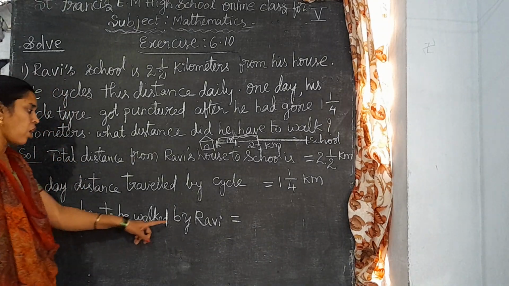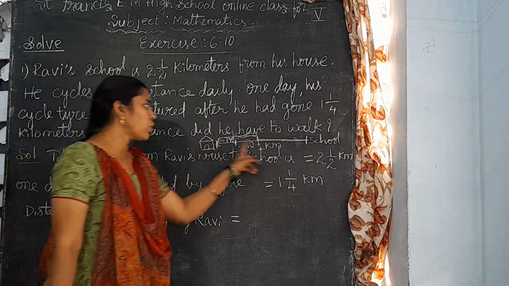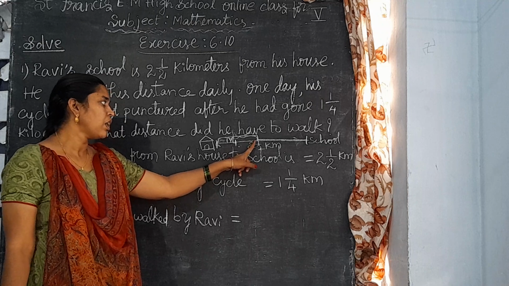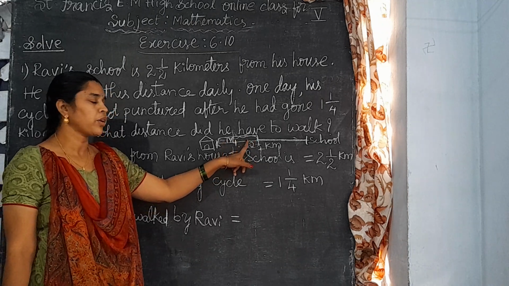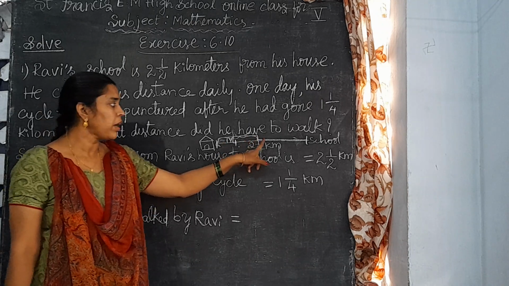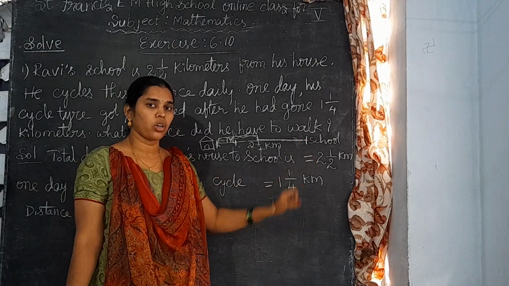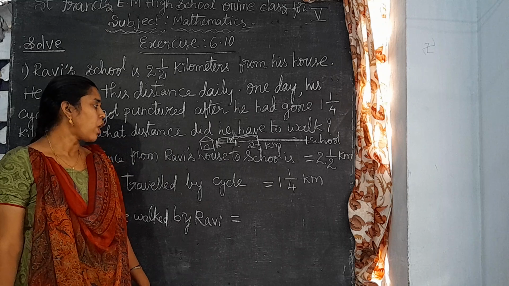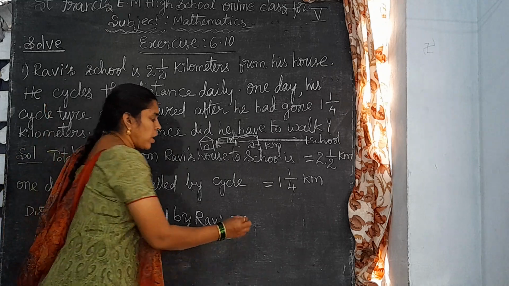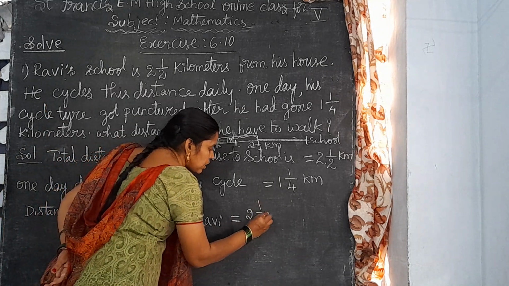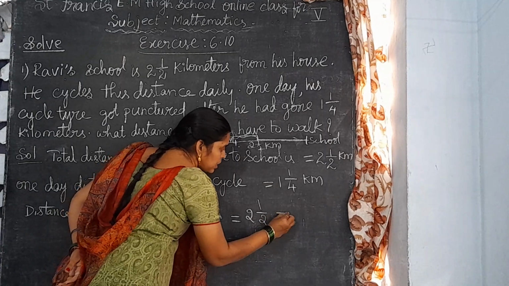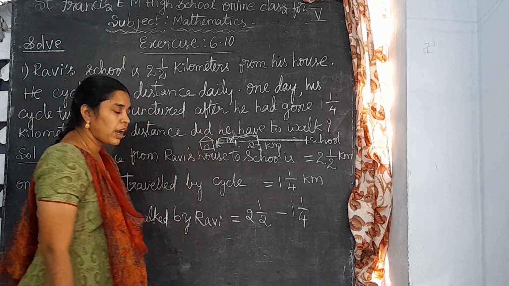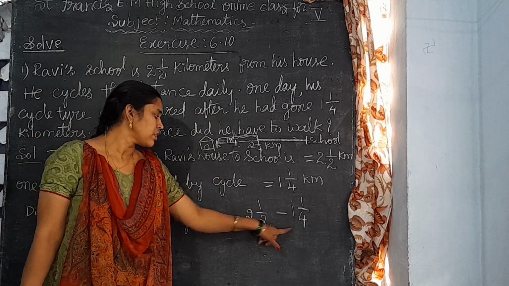Distance to be walked by Ravi. You know the total distance. How much distance? In that, how much distance did he travel using the cycle? You know that. Remaining distance you want to find out. What do you have to do? You should do subtraction. What numbers? 2 1/2 kilometers minus 1/4 kilometers. Right?